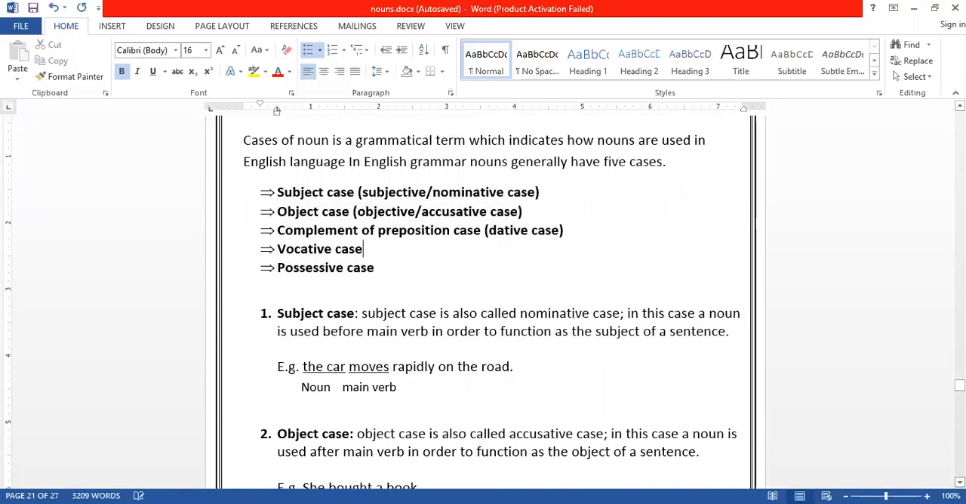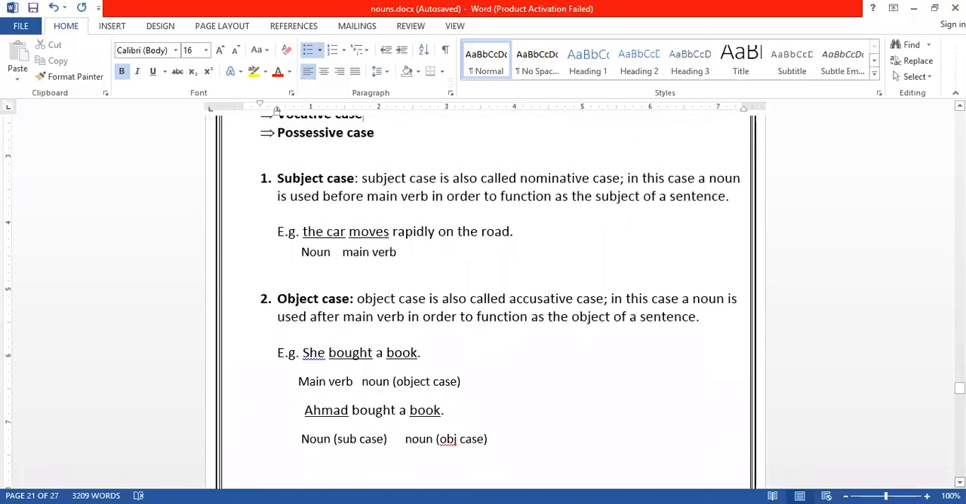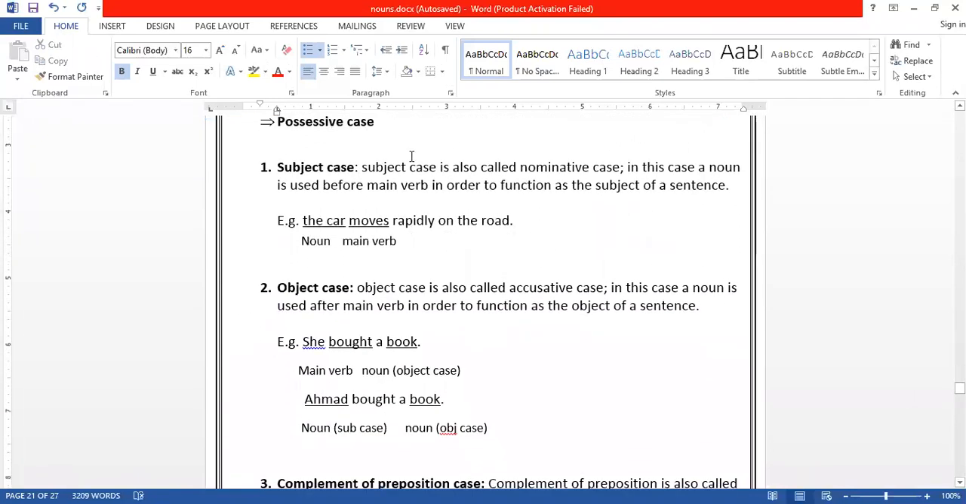We have the first one, that is called subject case. In cases of nouns, as I said, it is the way we can use a noun in a sentence. So the first one is subject. A noun can be used in place of what? In place of a subject. So whenever a noun is used before the main verb and that noun functions as a subject in a sentence, we call it subjective noun or subject case of noun.